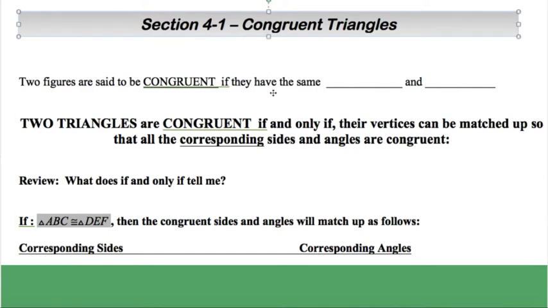Hi everyone, so today we are moving on to a new unit, Congruent Triangles. One of my favorites, although I do say that every unit, don't I?